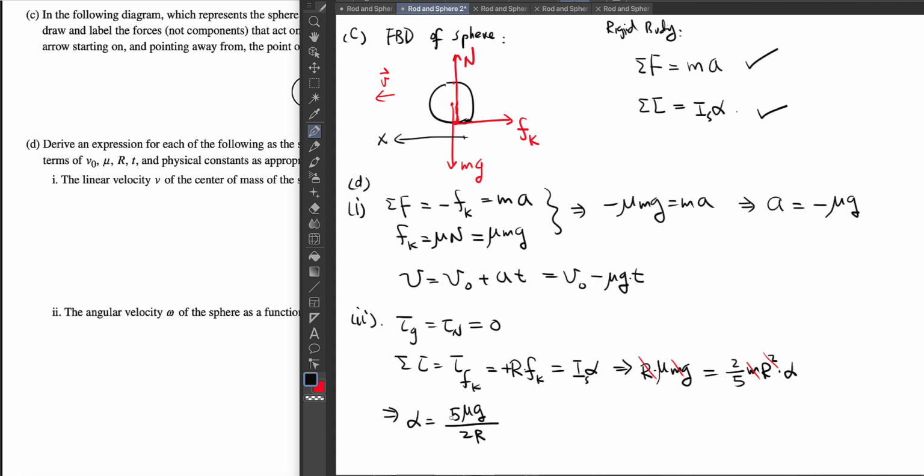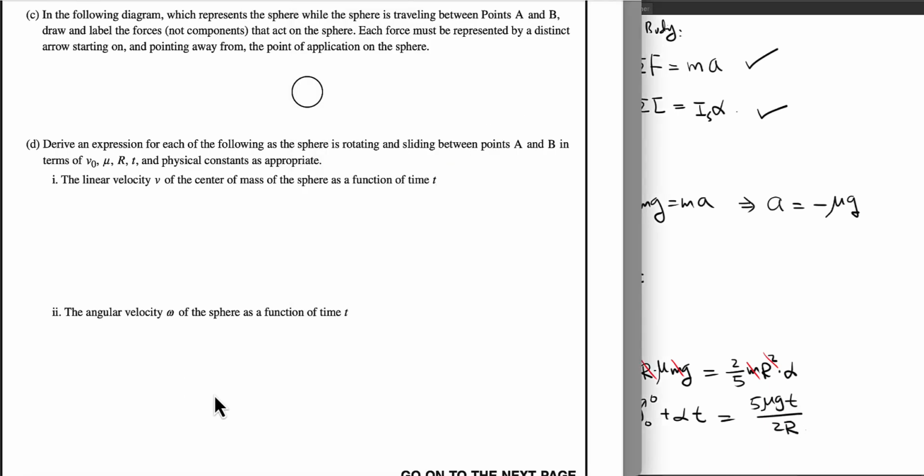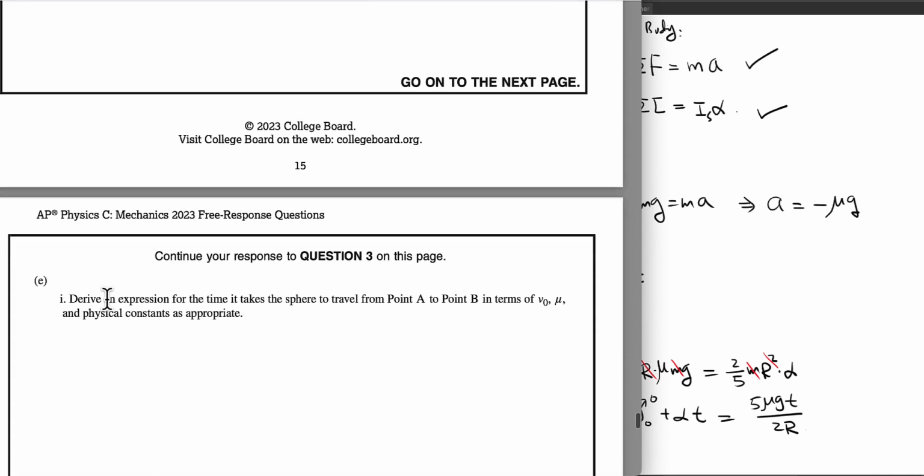That's the angular acceleration alpha. Okay, so now according to kinematics, the angular velocity omega at any instant is the initial, which is 0 here, because at the beginning it's not rotating, plus alpha t. So that's why it's 5 mu gt over 2r. So that's the second question here.